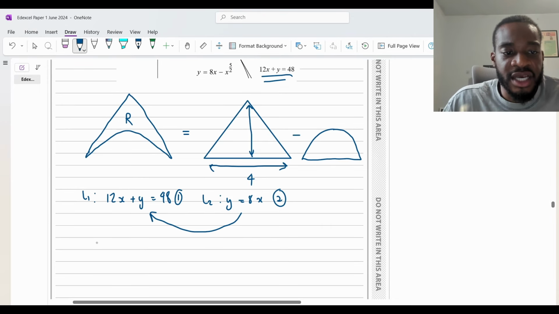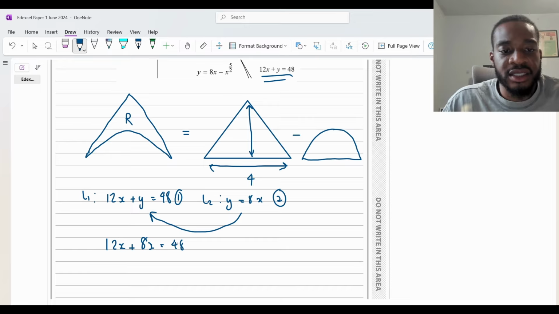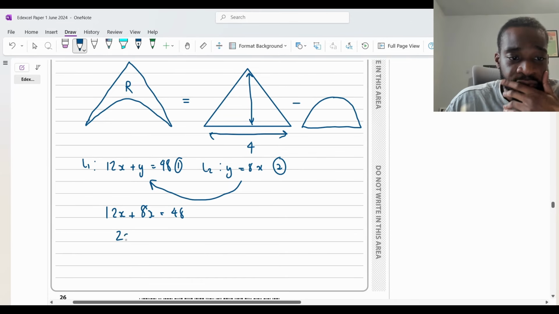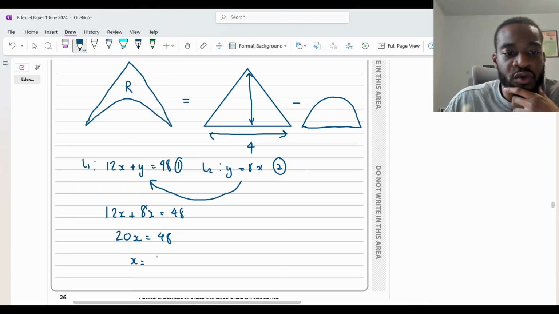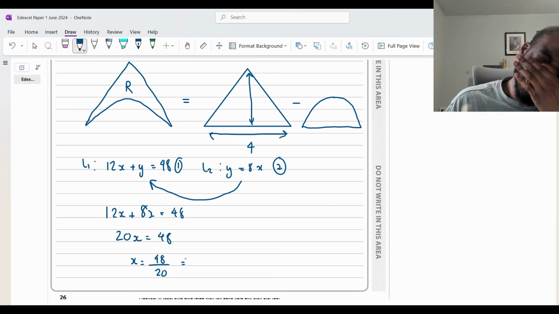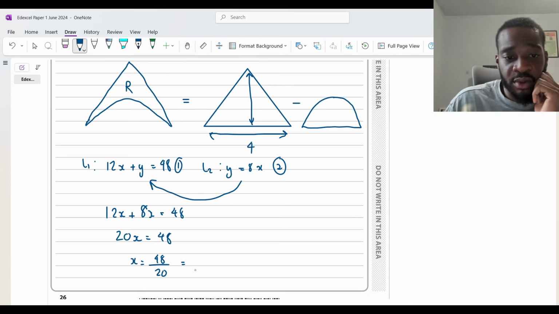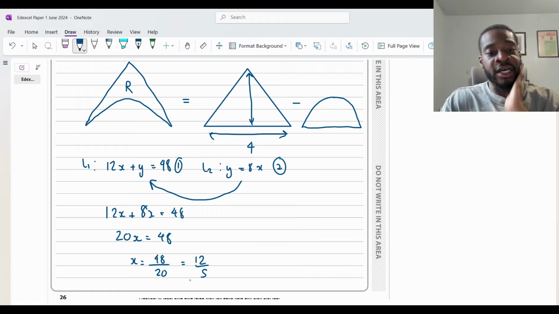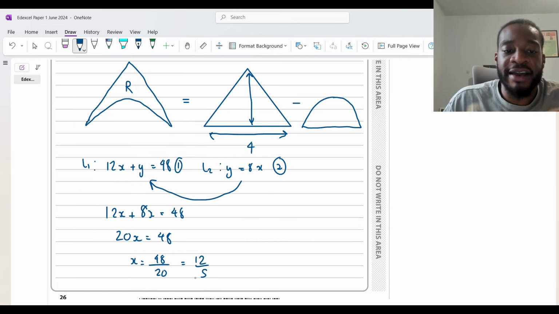So solving that simultaneously, I'm going to have 12x plus y, which is 8x, equal to 48. 12 plus 8 is 20. So 20x is equal to 48. That means that x is going to equal 48 divided by 20, which is 24 divided by 10, which is 2.4, isn't it? Or 12 over 5, like that. Divide by 4. I don't know why I didn't just do that. So I know that x is 12 over 5.